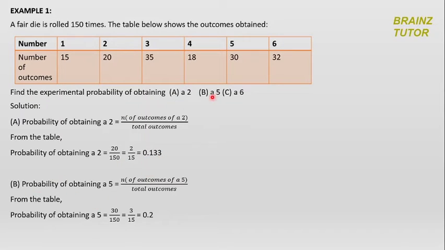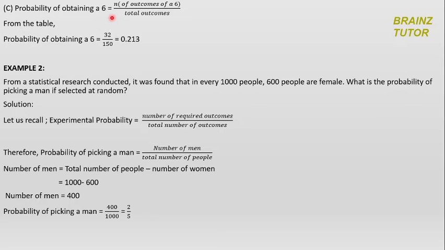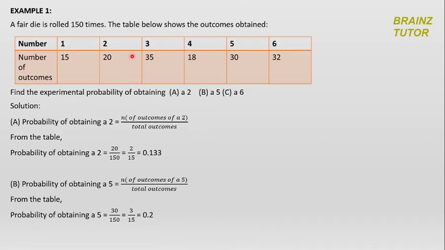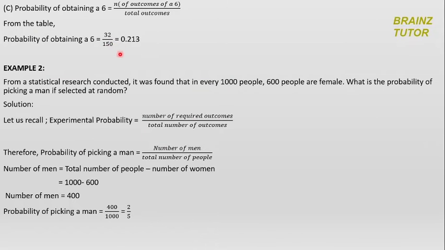So we get the second question: what's the probability of obtaining a 5? The same way we solved the first one, that is number of times 5 occurred, which is 30 times, to the total number of times the experiment was performed, which is 150 times. So I will get it to be 0.2. The same way for obtaining a 6, number of times 6 occurred, and if you check the table, you will see 6 occurred 32 times. So 32 over 150. So you get 0.213.